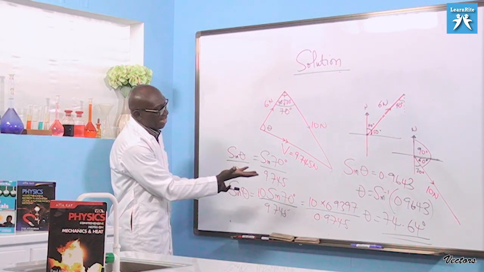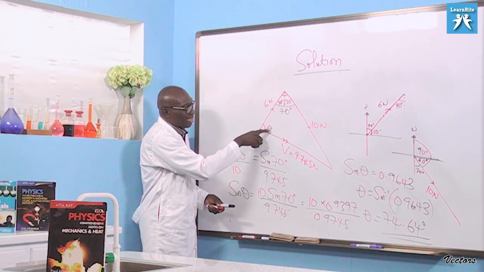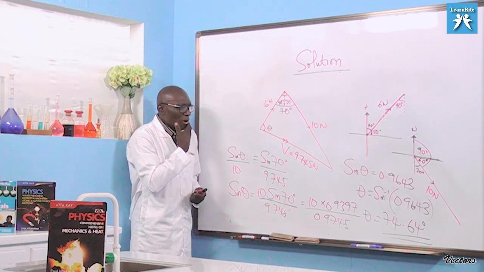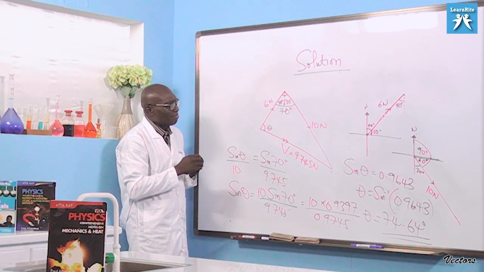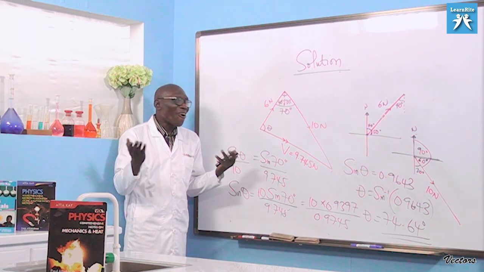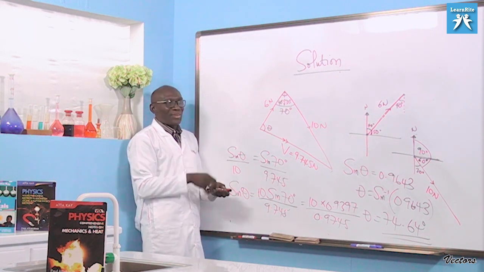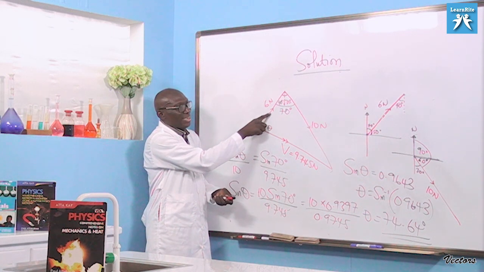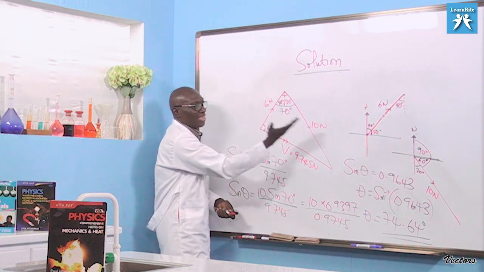Students, look at it. This whole angle is giving us 74.64 degrees. So you ask yourself, how can this one help to find the direction? We are almost through. Students, watch this carefully. Do you see this vector? It is here. Watch this vector. 6 newtons. It is here.